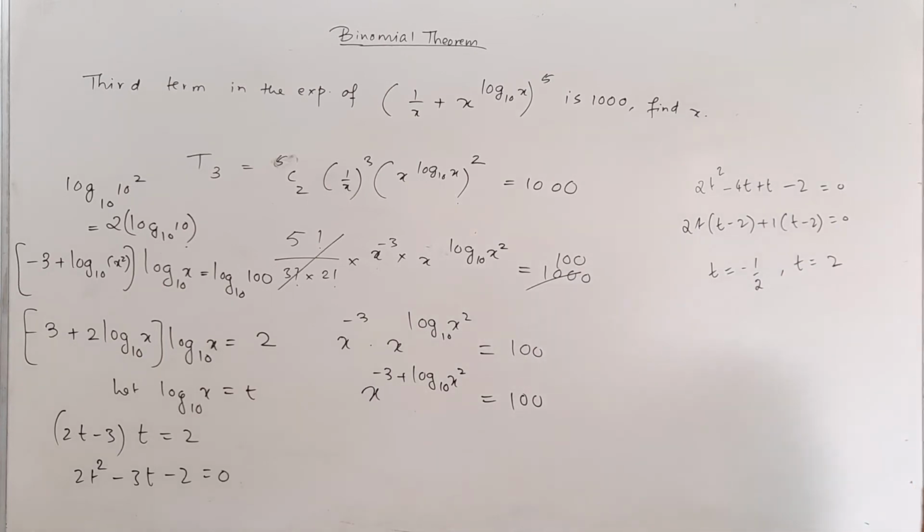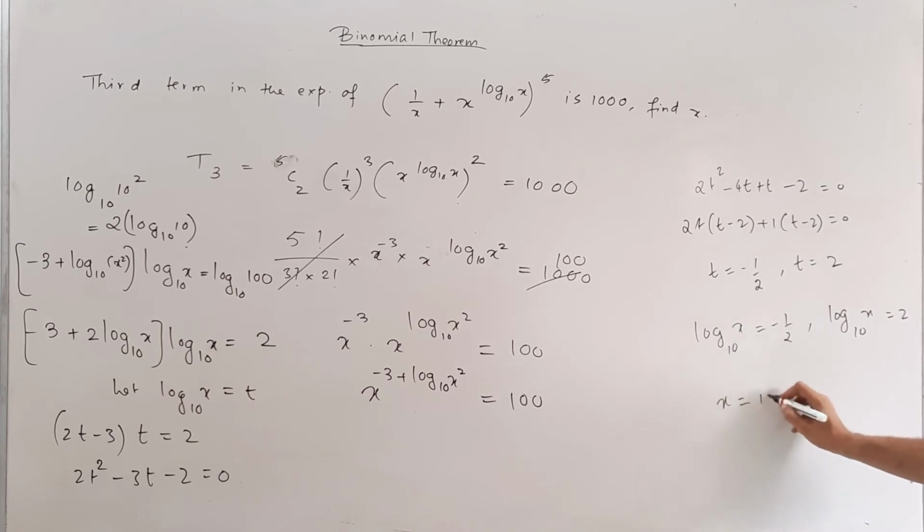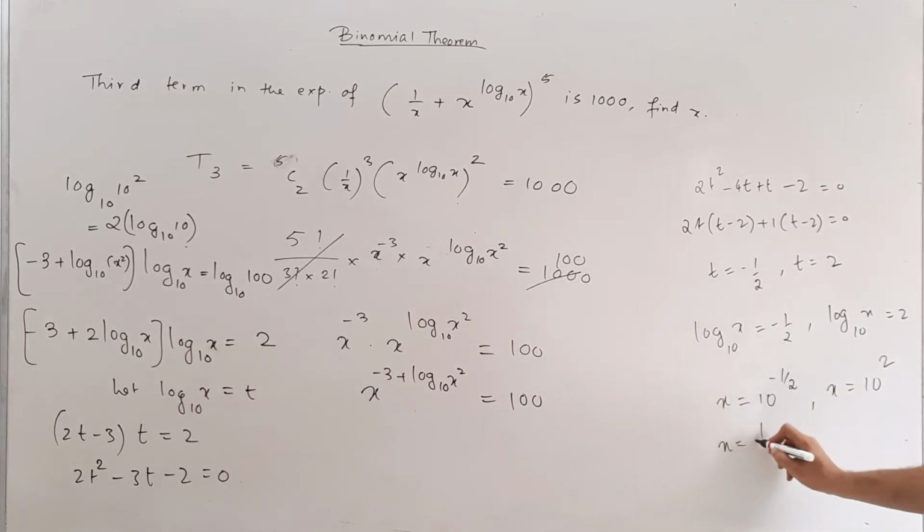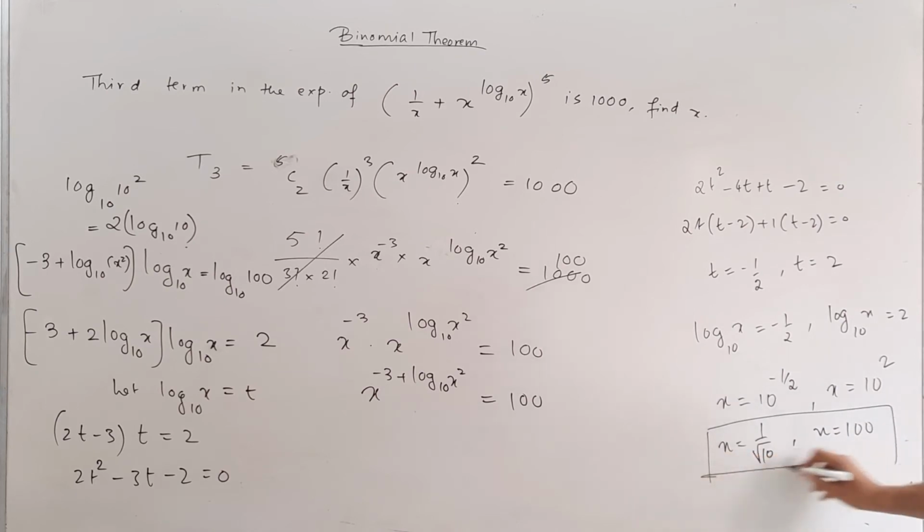But according to what we had chosen, log x to the base 10 is minus half, and here we will get log x to the base 10 is 2. So if we want to find x, it is nothing but 10 raised to minus half, and the other is 10 to the power 2. So the answer will be 1 by root 10, or the answer can be 100. That is the answer of this question.